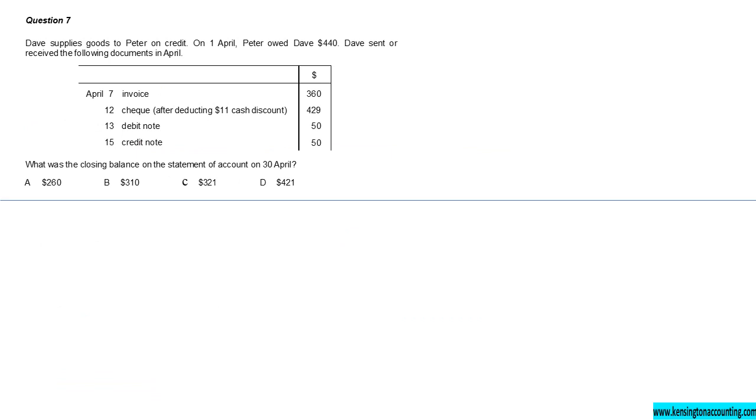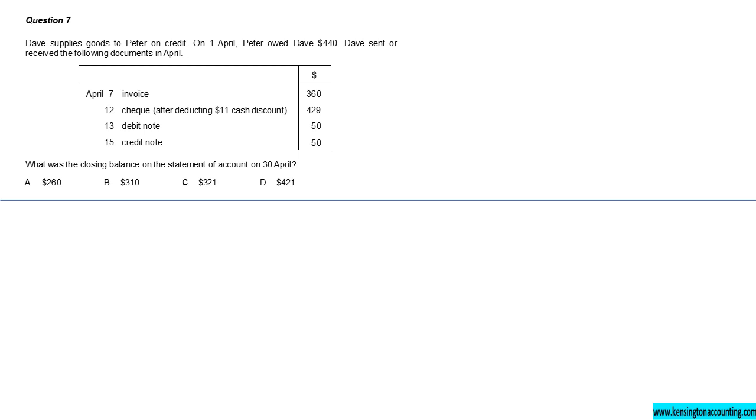Question 7. Dave is a supplier to Peter on credit. Peter obviously is a customer. Peter owes money to its supplier Dave for $40 at the beginning of the month. During the month, Dave, as a supplier, sends and receives the following documents. Dave sent an invoice. He was paid $429 by the customer. He also received a debit note from the customer, and then he issued a credit note during the month. What we need to find out is what is the closing balance owed by the customer Peter to Dave at the end of the month.